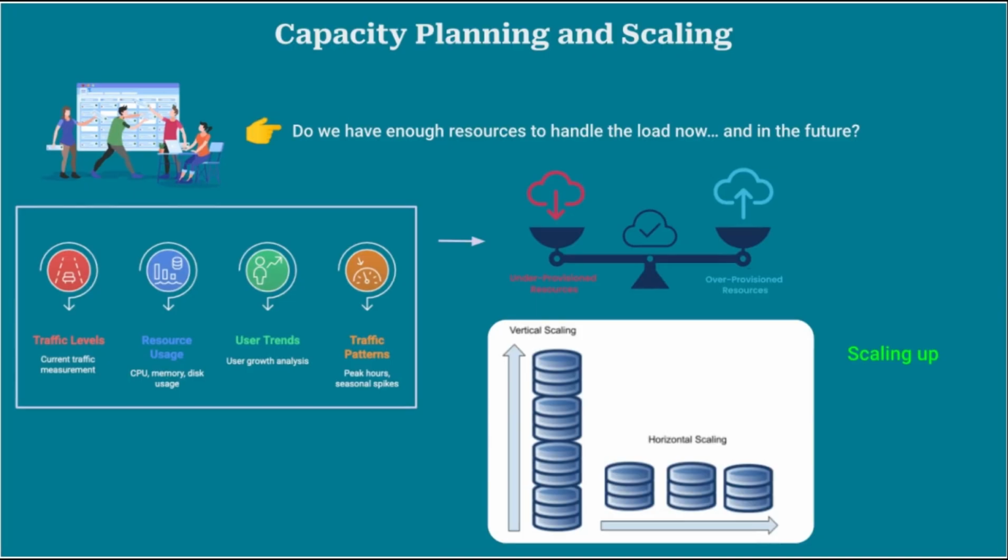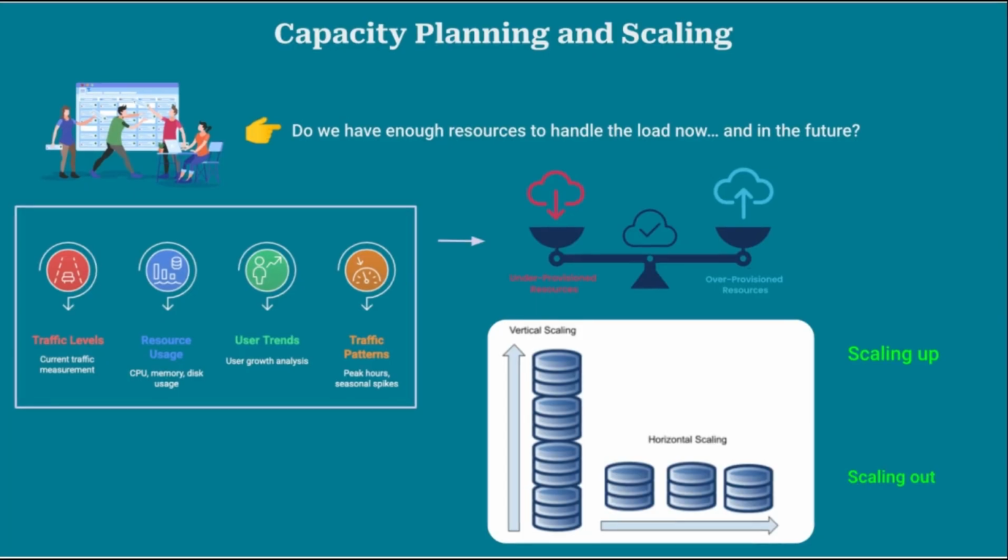2. Horizontal scaling, also called scaling out. This means adding more servers to handle traffic. It's more complex, but it's also more flexible and reliable. If one server fails, others can take over. Most modern systems, especially cloud-native ones, rely on horizontal scaling for better performance and availability.